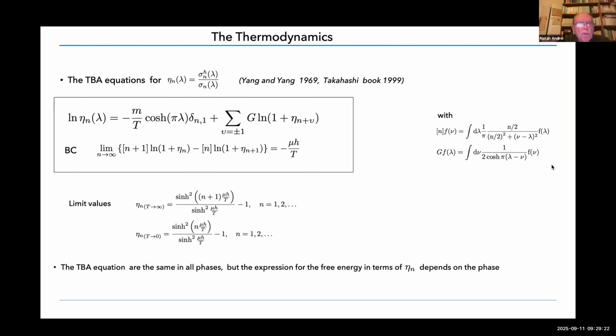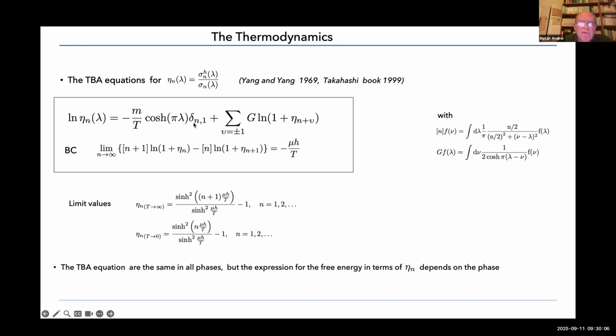Okay, now we want to calculate the thermodynamic Bethe ansatz. So we are using the approach of Yang and Yang, using the counting of all the states of the towers as I described them. So these are the standard Bethe ansatz equations. They emerge as log eta n. Eta n are the Yang-Yang probability functions of sigma for a string of length n over a density of sigma n. So log eta n is minus m over T cosh. That is the driving term.